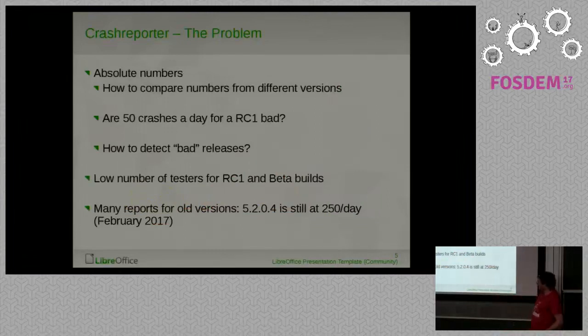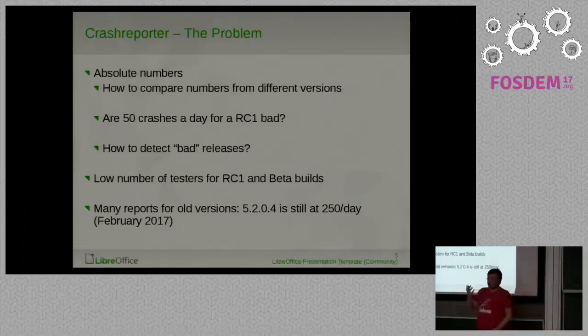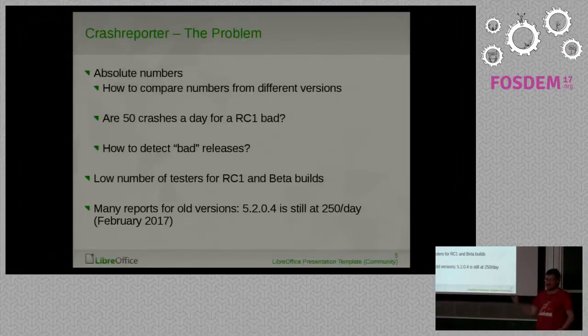So the Crash Reporter has some issues. The 5.2.4 build, we could have discovered the issue quite early if we had known that there's a crash that affects a lot of users. But we only have absolute numbers. So we get only the information, okay, we have 50 crashes per day. But we don't know if these 50 crashes are from 500 users or from 5 million users.